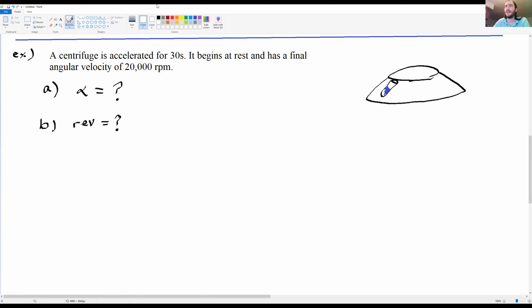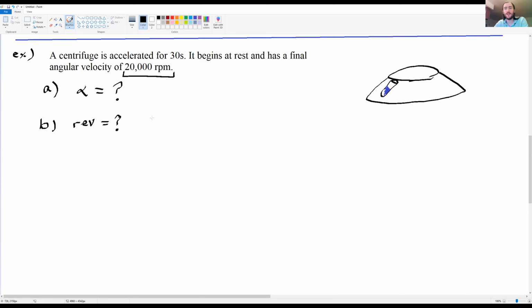Okay. And as you can see, this is a pretty big rotational speed, or rotational velocity, or angular velocity. Some of those can be used interchangeably. Okay, so 20,000 rotations per minute. Now, in this particular question, we're given the initial angular velocity, the final angular velocity, and a time that this thing accelerates, and so we can calculate the angular acceleration from the definition. But how do we calculate the number of revolutions that this thing goes through in that amount of time?